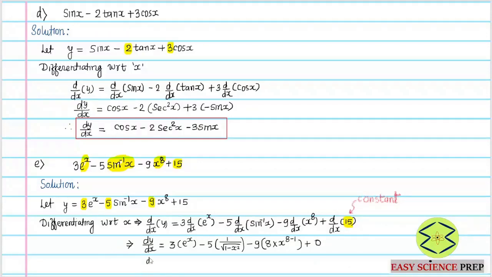So you will get dy by dx, that is the derivative of the function, as 3 times e raised to x minus 5 over 1 minus x square. 9 times 8, that is 72, x raised to 7, 8 minus 1, 7. So this is the derivative of the given function. Okay. We'll take some more questions.